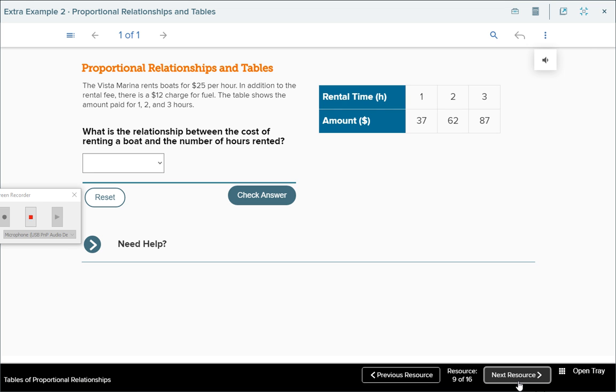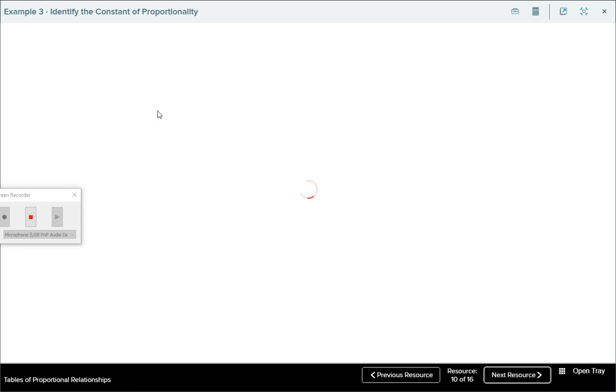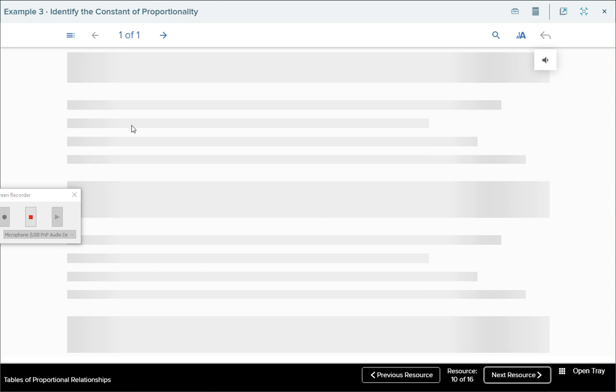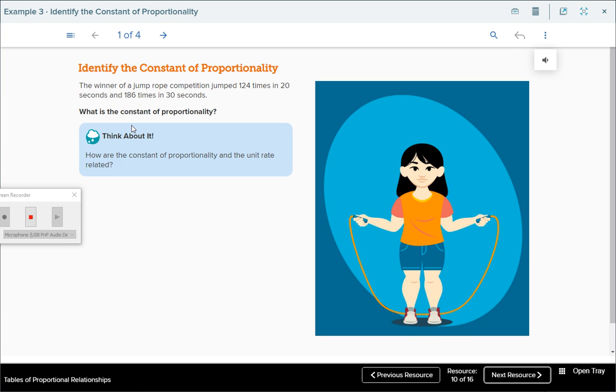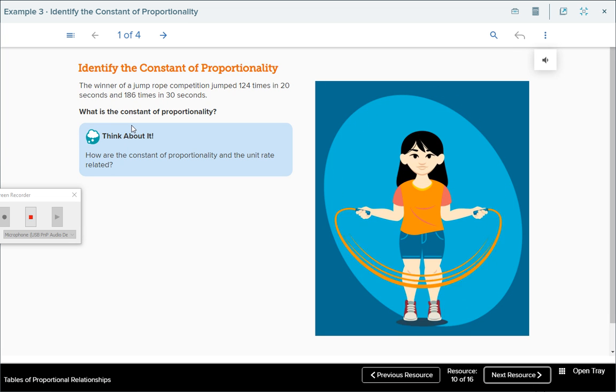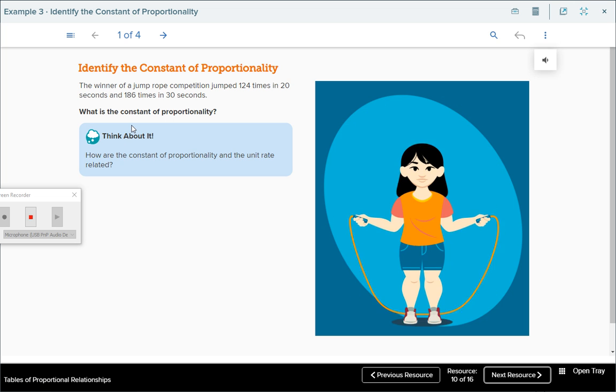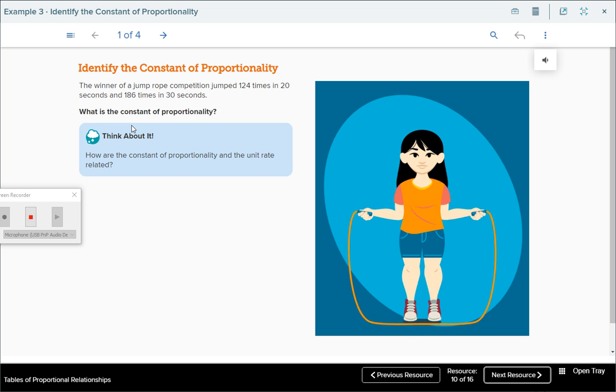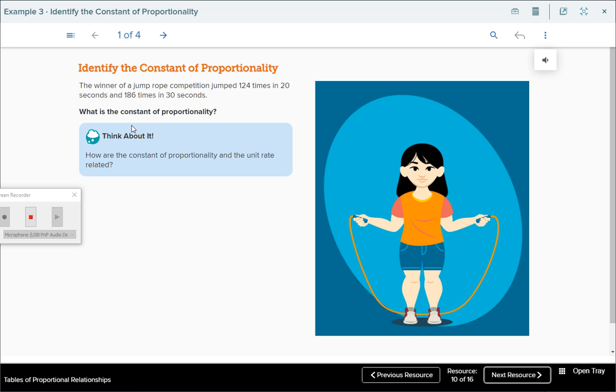Right? Okay. Now, the next thing we're going to find is the constant of proportionality. Okay? Now, think about what that means. What does constant mean? Something that happens over and over again, right? Okay? So we're going to have some information here. Okay? Let's look at this information. The winner of a jump rope competition jumped 124 times in 20 seconds and 186 times in 30 seconds. What is the constant of proportionality?